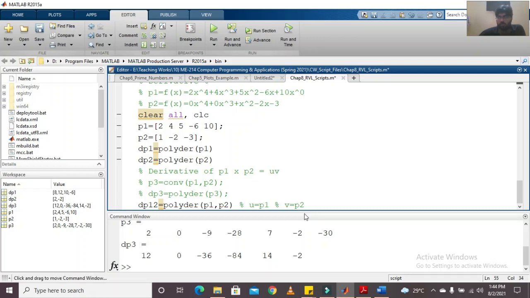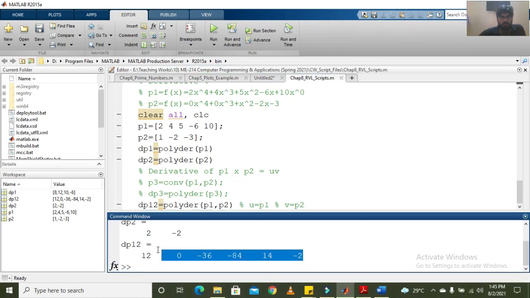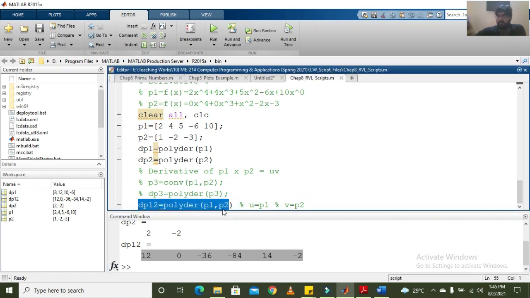So when I calculate it, again here you can see this will be my resultant, this will be my answer. So we have studied so far two things, that the polyder command can be used in two ways. The first is to determine the individual derivative of a polynomial, and the second is to determine the multiplication of two polynomials and then the derivative.